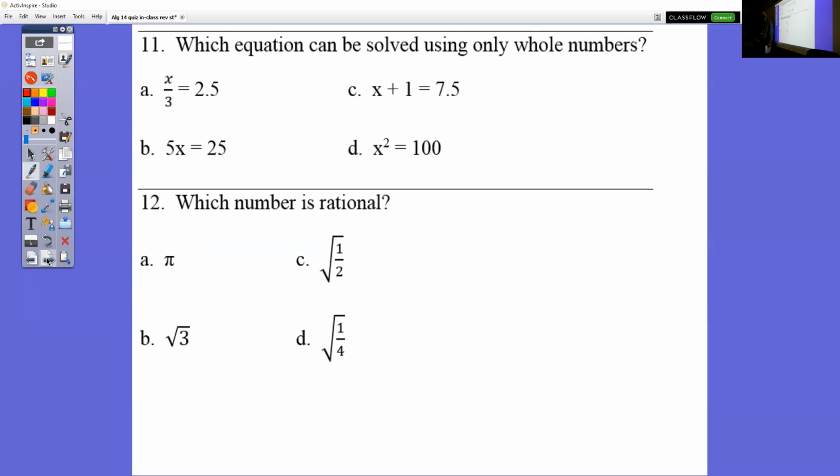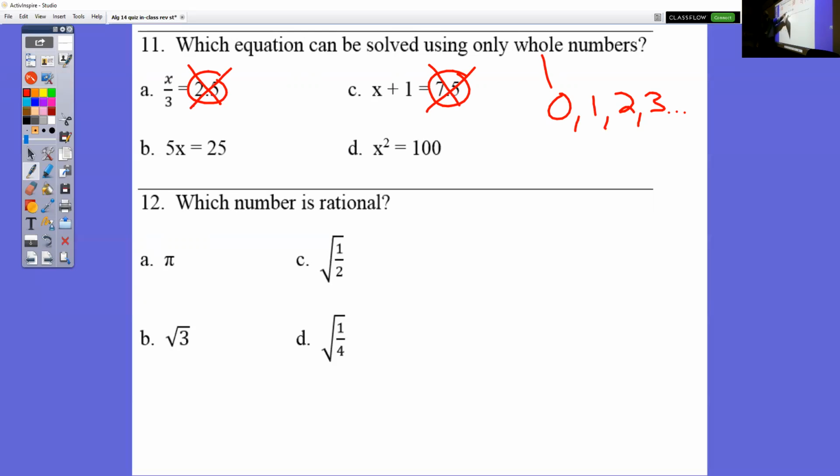There are two answers that you could get rid of right away, and hopefully you didn't waste your time trying to solve them, because if we're only using whole numbers, remember whole numbers start with 0. So 0, 1, 2, 3, 4, 5, 6, 7, 8, 9, 10, and so on. Notice that we have a decimal here, so that wouldn't be the correct answer. We have a decimal here too, so that wouldn't be the correct answer either. Hopefully you didn't even try and solve those two.